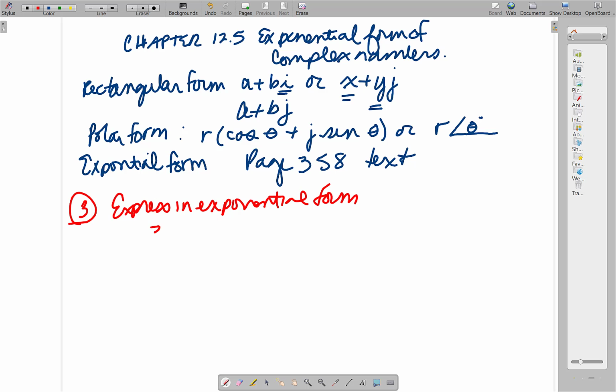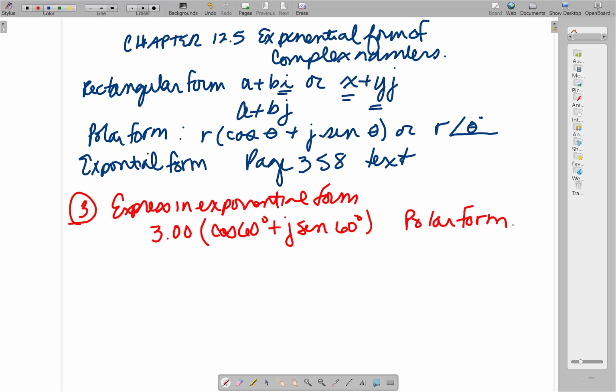And we have 3.00 times parentheses cosine of 60 degrees plus j sine of 60 degrees. First thing I would want to ask you is what form is this currently in? You have an r and you have your theta, so this is in polar form. Recognize the different formats. Now we're going to change it to exponential form.